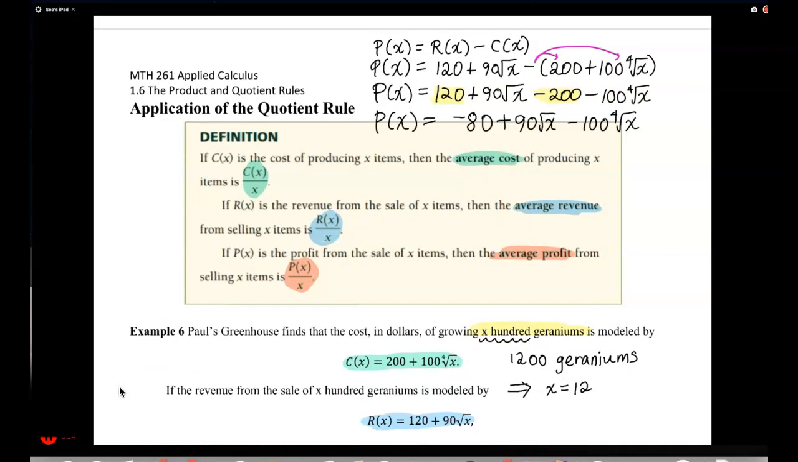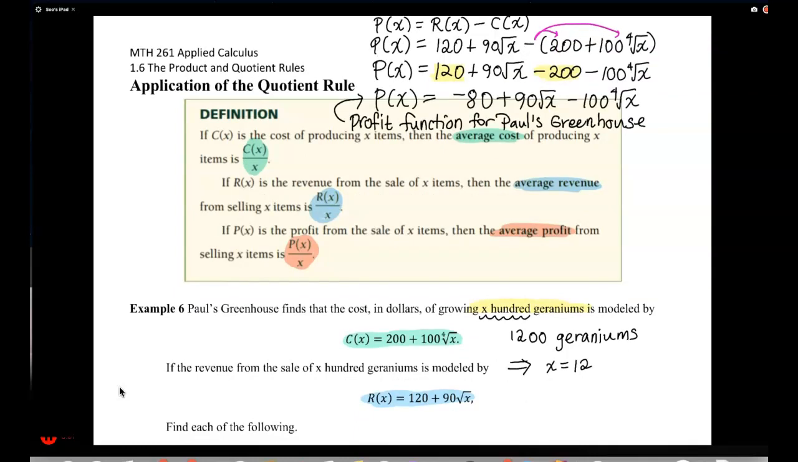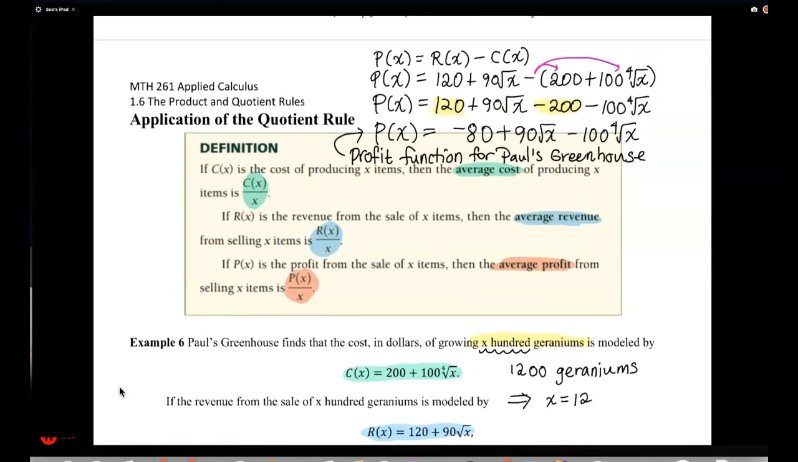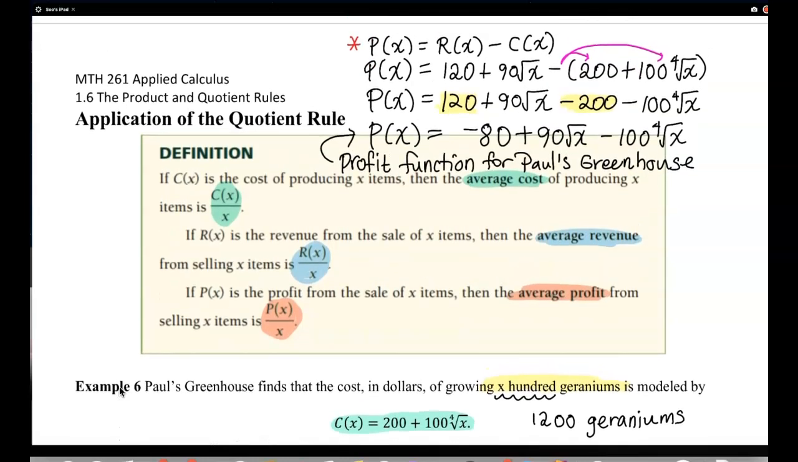So I'm going to go down. I'll go ahead and mark this: this is the profit function for Pohl's Greenhouse. Okay, so we have C of x, R of x, and P of x. Maybe just note that profit function, and in case in the future they don't give it to you, just remember profit is revenue minus cost, okay?